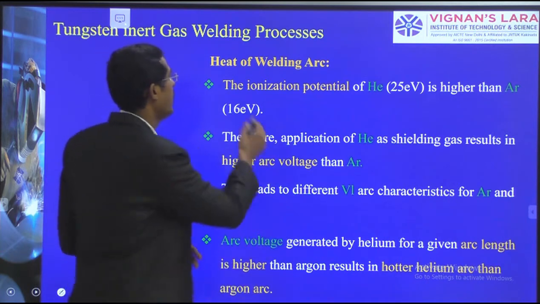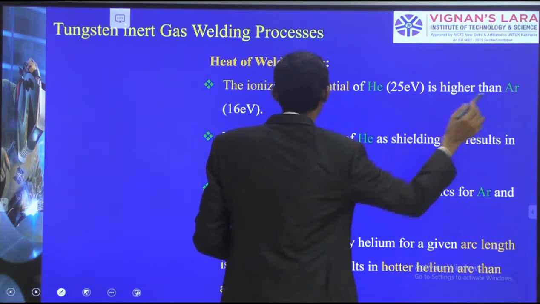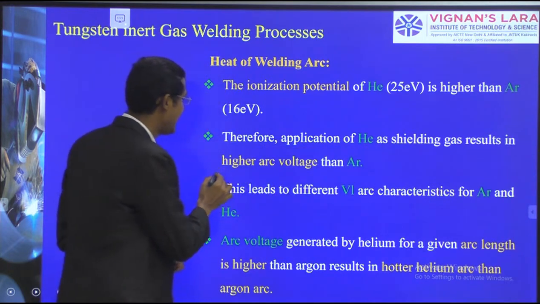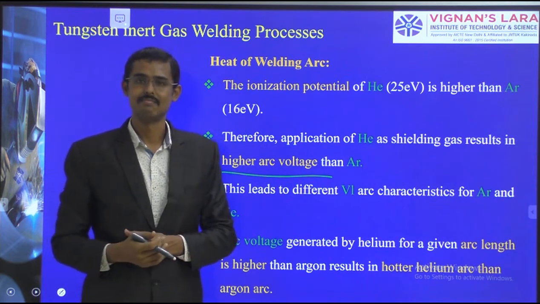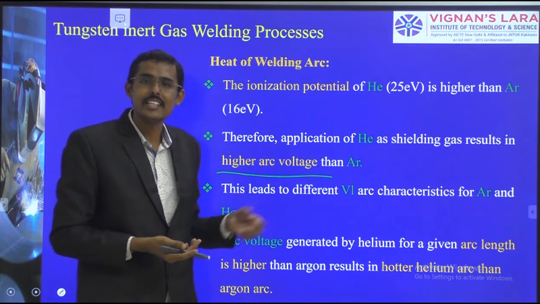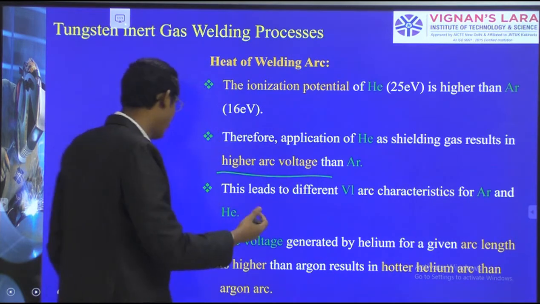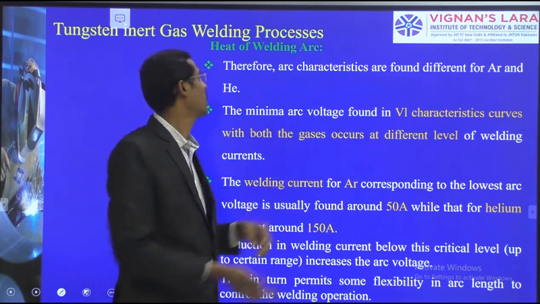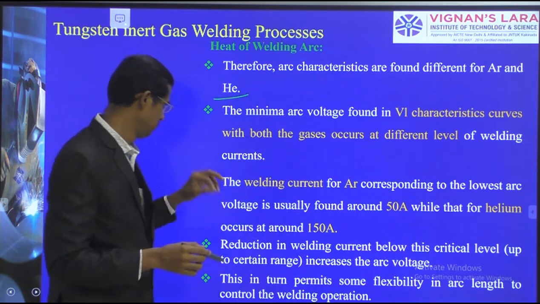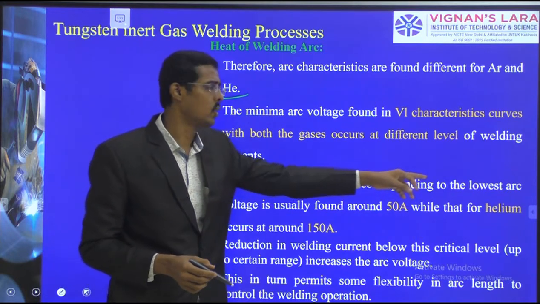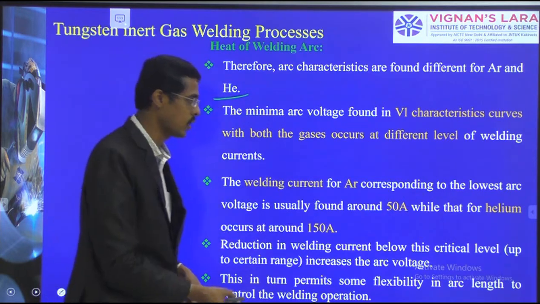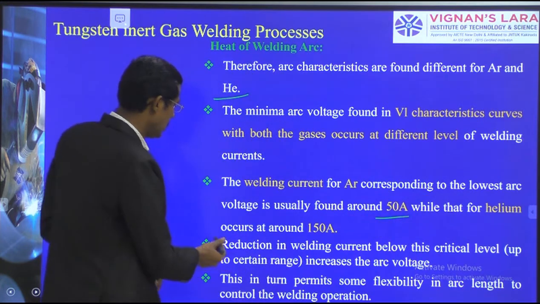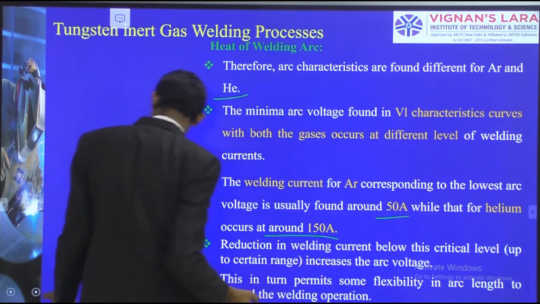The ionization potential of helium, 25, is higher than that of argon. Therefore, application of helium as shielding results in a higher arc voltage being generated. When high heat is generated, a high arc voltage is possible. Therefore, the arc characteristics are found to be different in argon and helium. The welding current for argon, corresponding to the lower arc voltage, is usually around 500 amps, while that of helium occurs at around 150 amps.